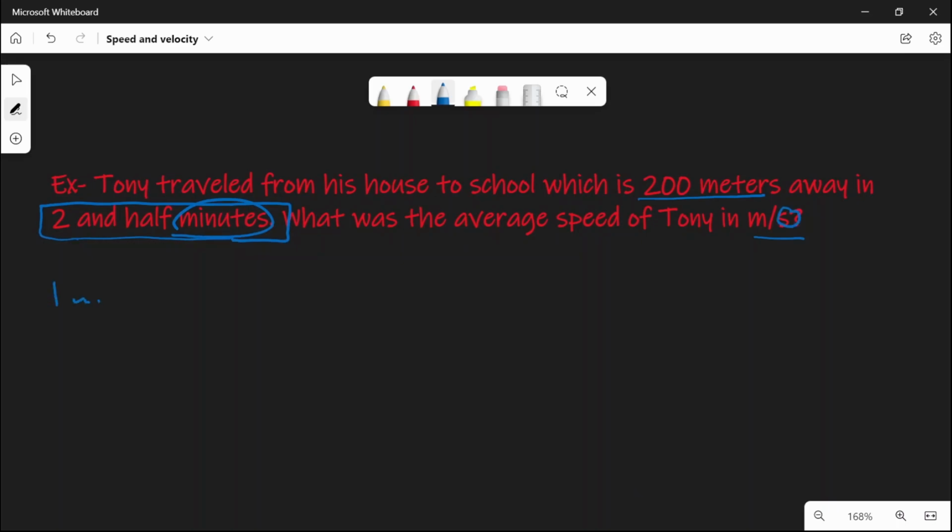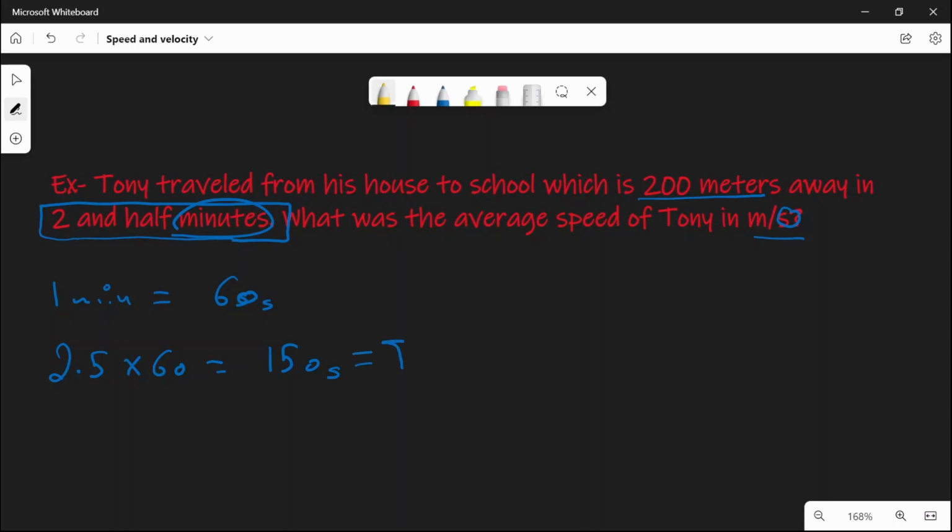1 minute is equal to 60 seconds. And here we have 2.5 minutes, so we'll multiply 2.5 by 60. 2.5 multiplied by 60 is equal to 150 seconds. And that will be our time.